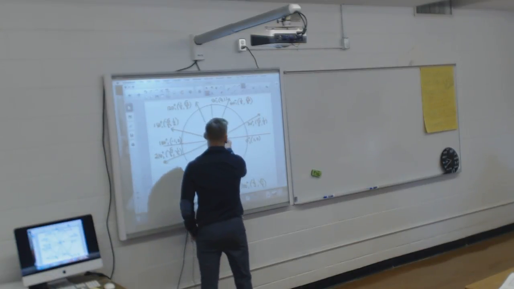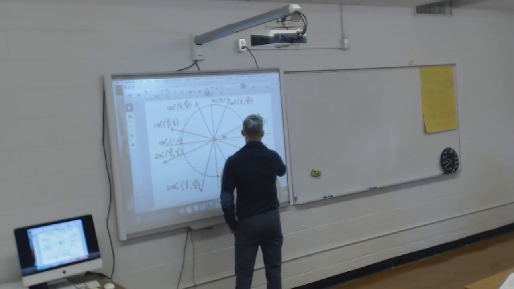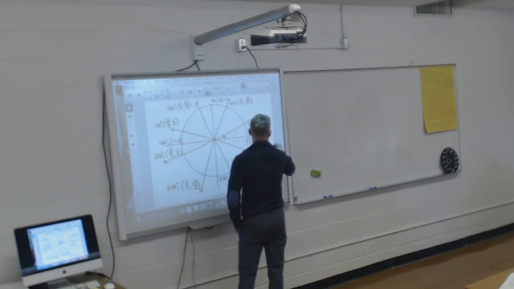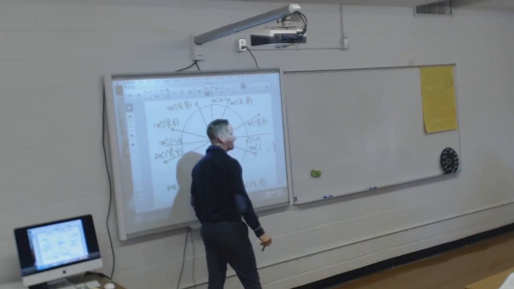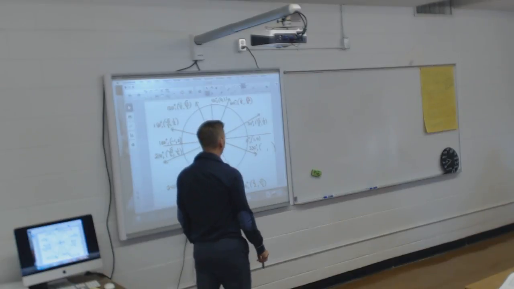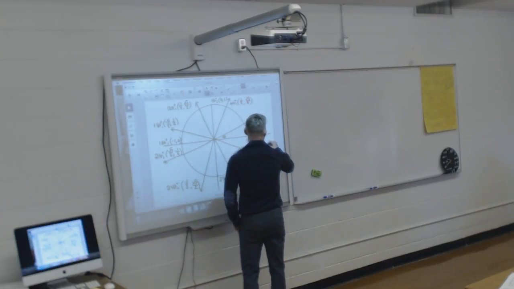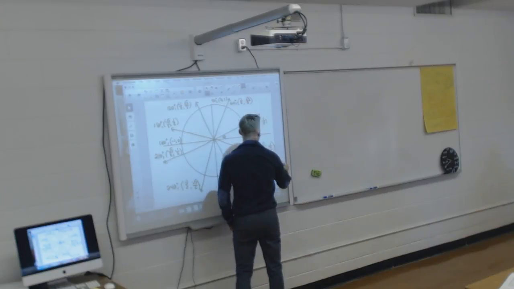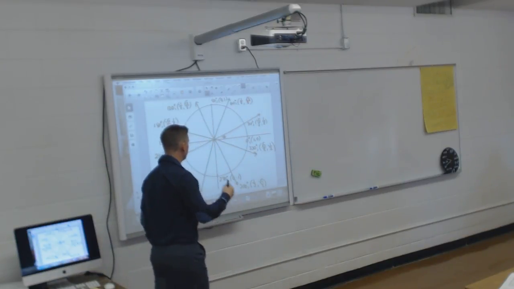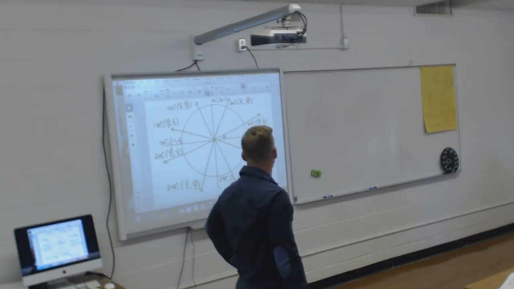The last of the 30, 60, 90s. 330 degrees. Reference angle? 30 degrees. Therefore, root 3 over 2, negative 1/2. There's all your 30, 60, 90.